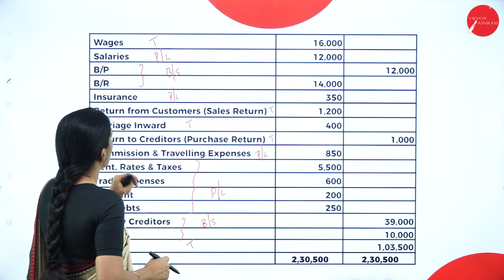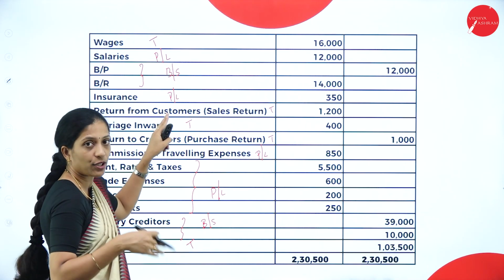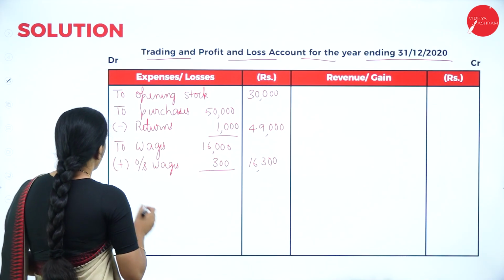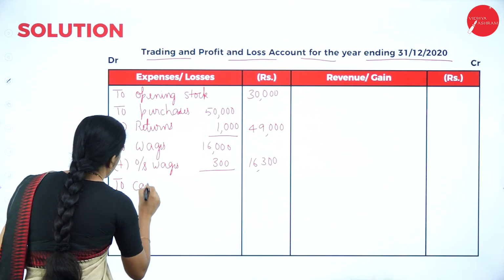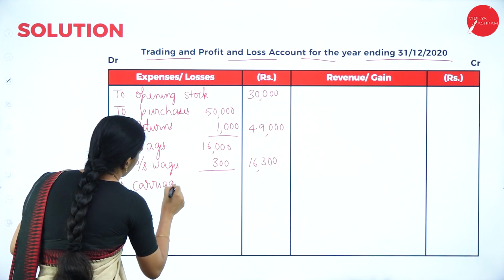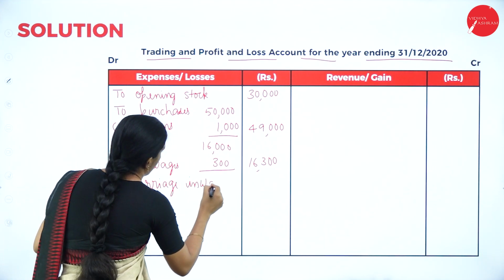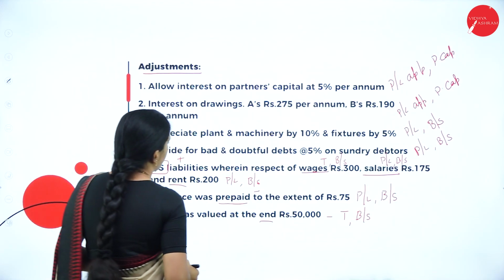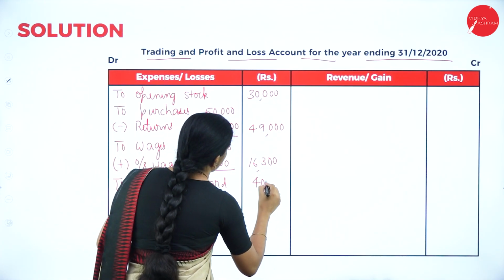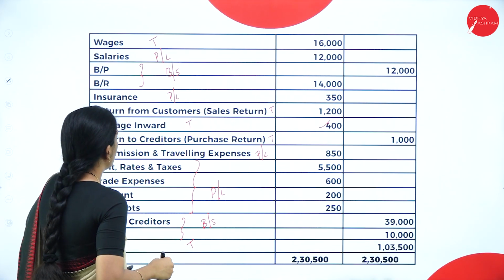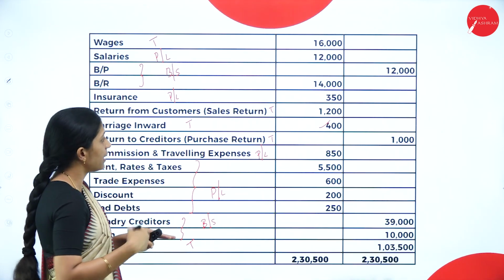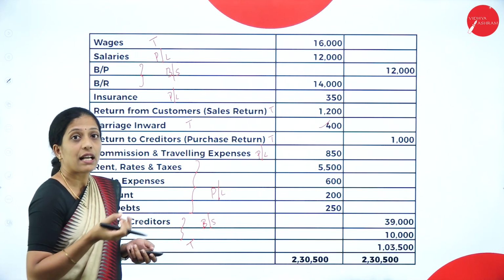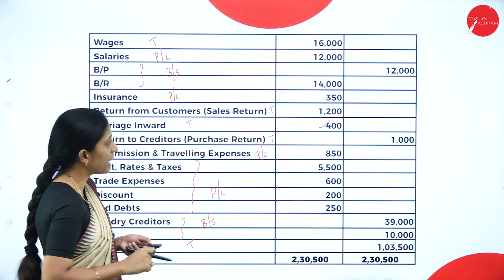Next, what do you record in your trading account? Sales return, we shall record it later. Carriage inward, how much? 400. So to carriage inward, it is a direct expense. To carriage inward, and the amount is 400. After carriage inward, this purchase return we have already recorded. Any other in the trading account? We are done with the debit side. Now we shall move on to the credit side.